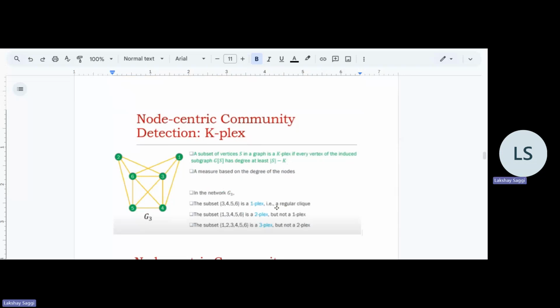So one plex is just the regular, as an example here. Take the subset of 5, 6: you see that every node has degree 3 and the size is 4. So it is a one plex, but as you can see, for 4.